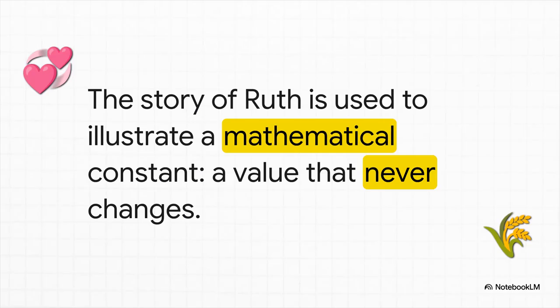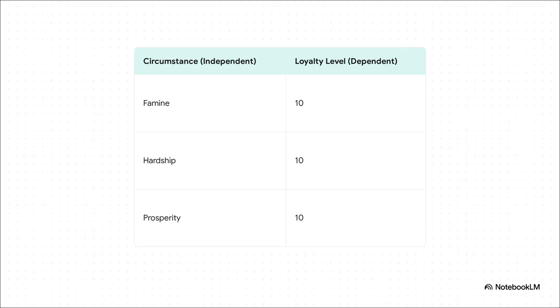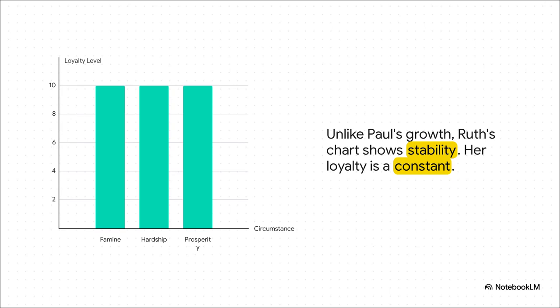Okay, next up, the lesson uses the story of Ruth to show a totally different math concept, a constant. This is all about a value that just doesn't change no matter what's going on around it. So in this table, the circumstances, the independent variable, are changing like crazy. You've got famine, hardship, prosperity, but the lesson quantifies Ruth's loyalty as a perfect 10 that never, ever wavers. It's shown as this unwavering constant, no matter the outside pressure. And the graph here is so striking because of how flat it is. Unlike Paul's graph, which was all about growth, Ruth's chart shows pure stability. Her loyalty is literally a mathematical constant, a fixed point in a very chaotic world.